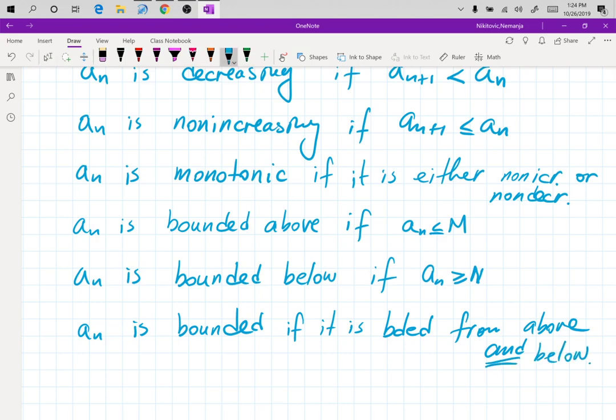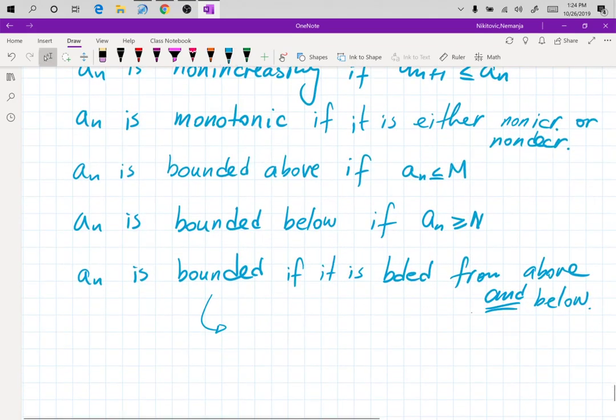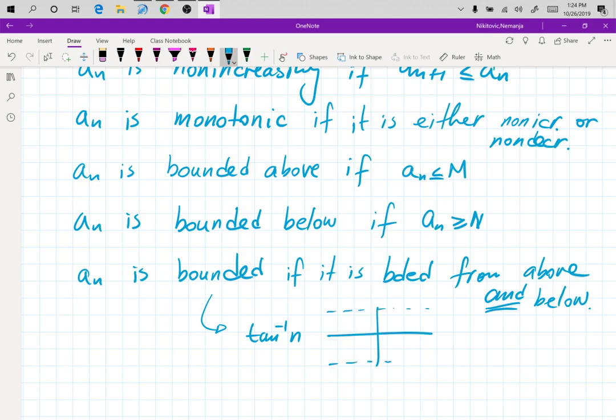And I'll give you an example for this one: tangent inverse of n, because when you graph it, you're going to have dot, dot, dot. So that's what a bound means. You have a bottom bound and a top bound, and the sequence is squeezed in between.